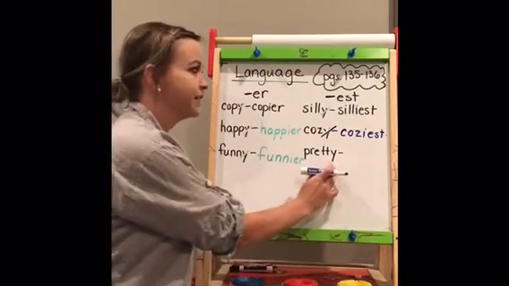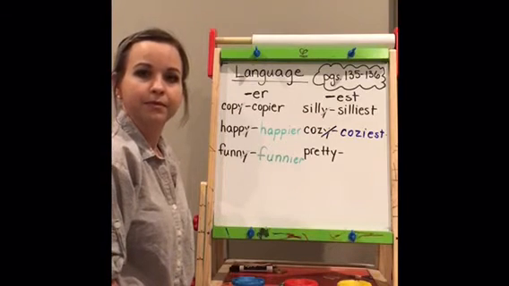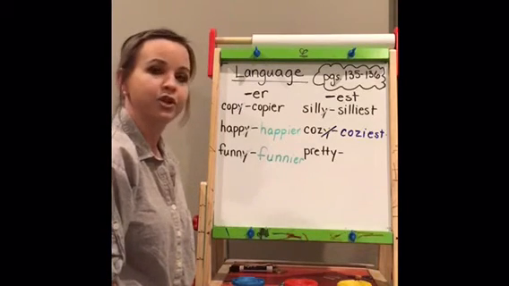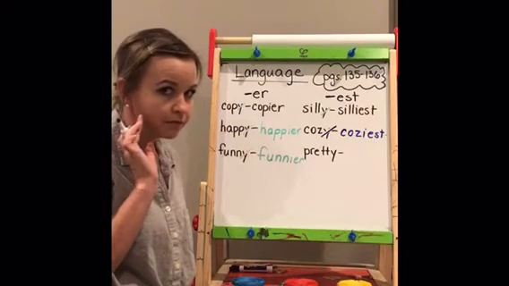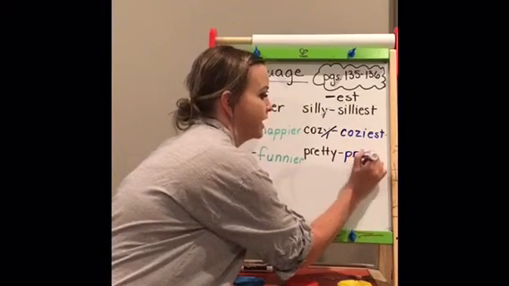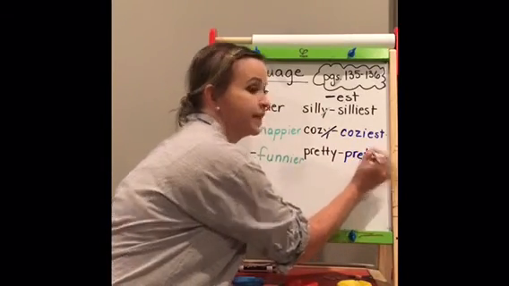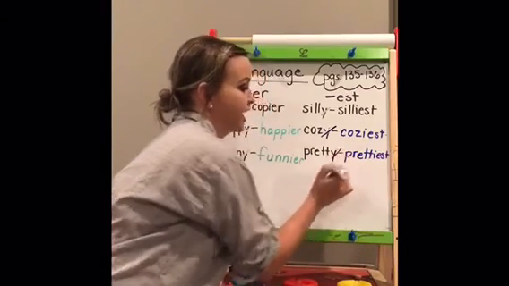On the last one, I want you to do it by yourself. Make pretty into prettiest. Okay, what'd you get? Spell it out for me. I hope you got P-R-E-T-T-I-E-S-T. Change that Y to an I.